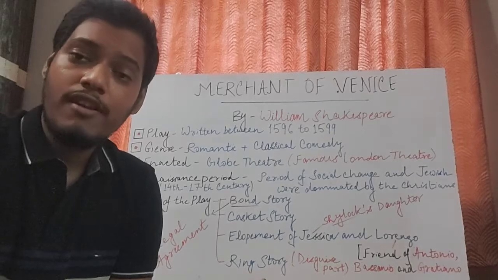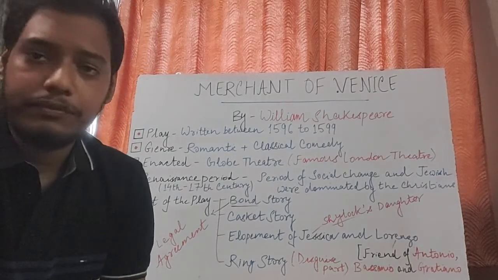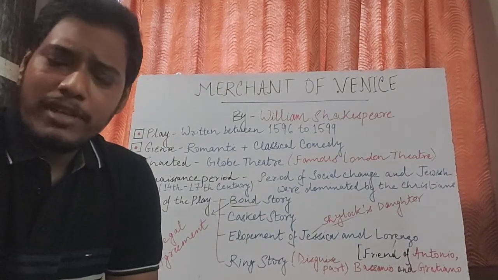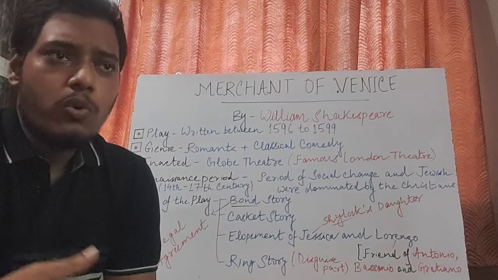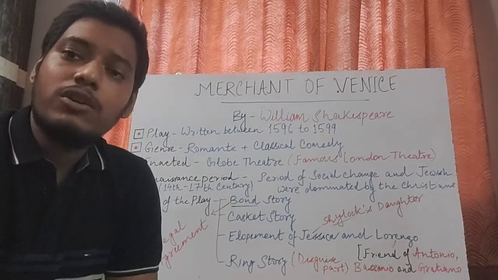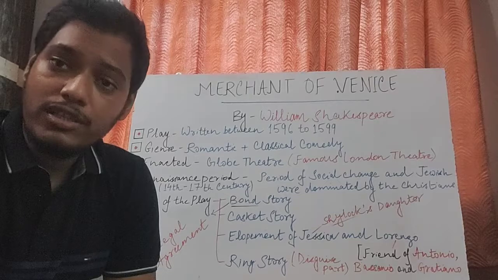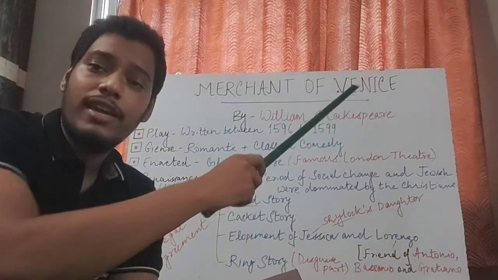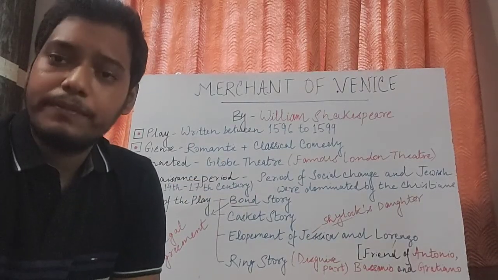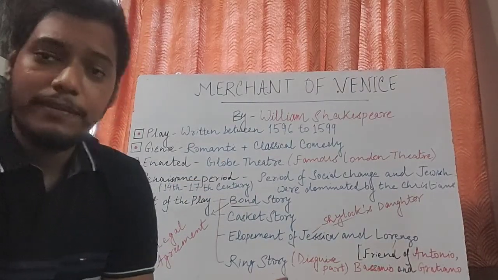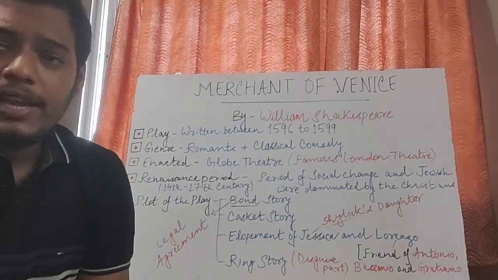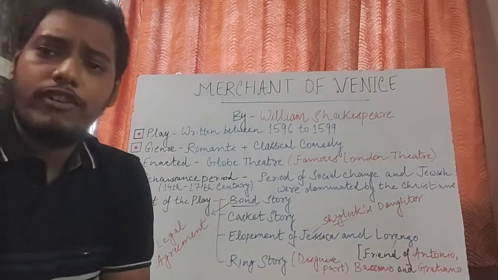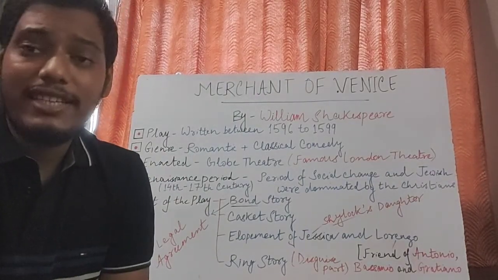There are a total of 5 acts in this play. Merchant of Venice: the word merchant means a person who is an owner of ships and who is also engaged in business dealings across countries. And Venice is a city in Italy. This play, Merchant of Venice, was written somewhere between 1596 to 1599.